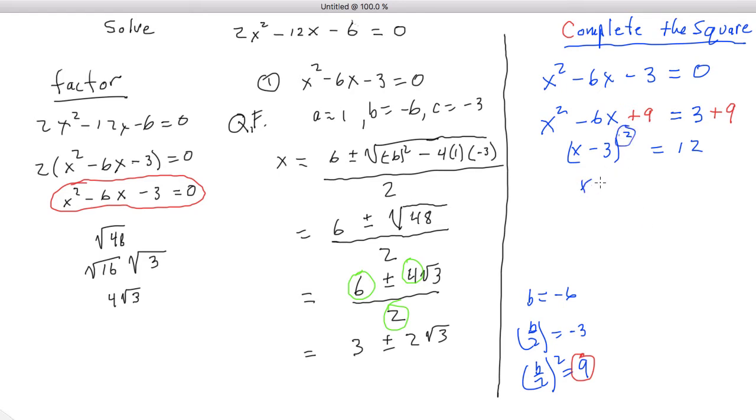So the square root gets rid of the squared, and on the other side you have plus or minus. Don't forget the plus or minus, because look right here, it's in the quadratic formula, plus or minus square root of 12.